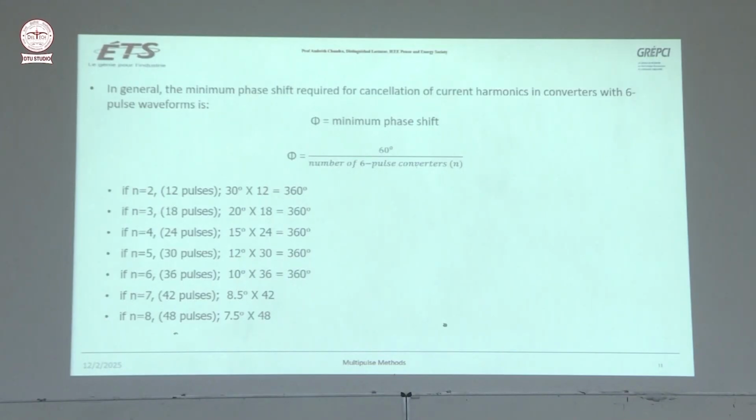In general, in DD0 and DY1, we saw a 30-degree phase shift, which is helping in cancelling the harmonics. In general, the minimum phase shift required for cancellation of current harmonics in converters with 6-pulse waveform is 60 degrees divided by the number of 6-pulse converters.